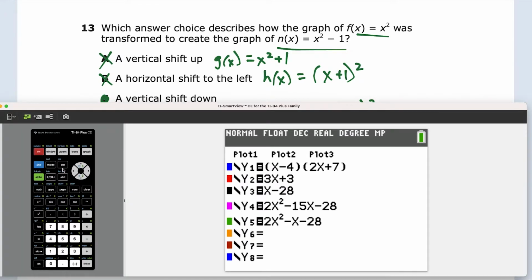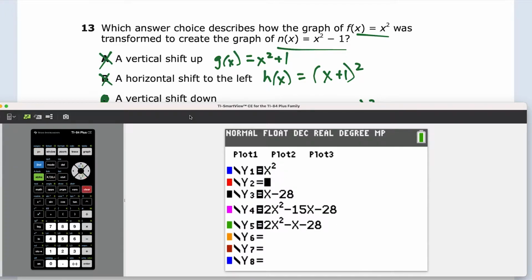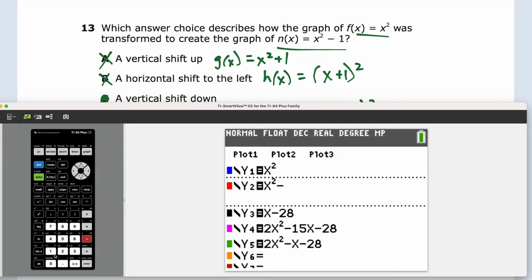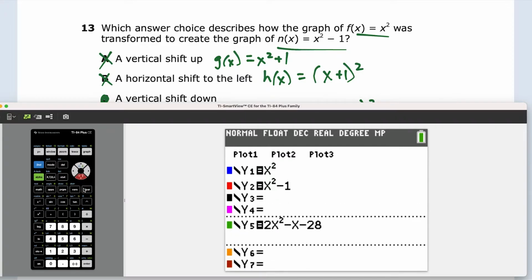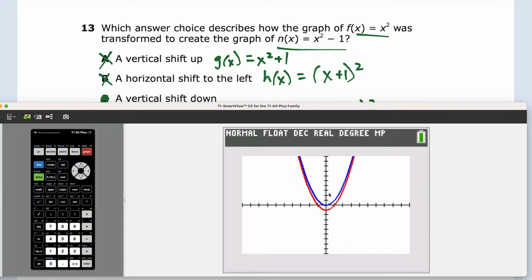Now, if you want to be 100% sure, just go ahead and type in x squared, and then we type in the n of x function, x squared minus 1. And if we graph both of those two equations simultaneously here, remember, the original equation was x squared, which is in blue. The red one should be shifting the blue one down 1 unit. And notice that the red one is going 1 unit under the blue one. So choice C is definitely correct.